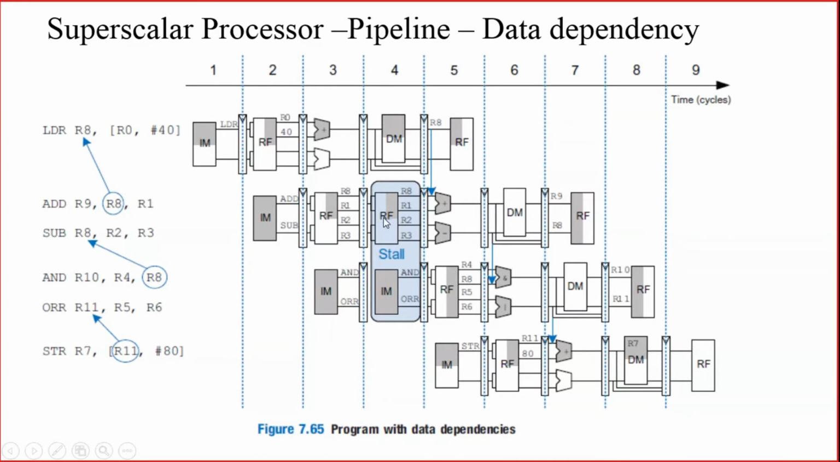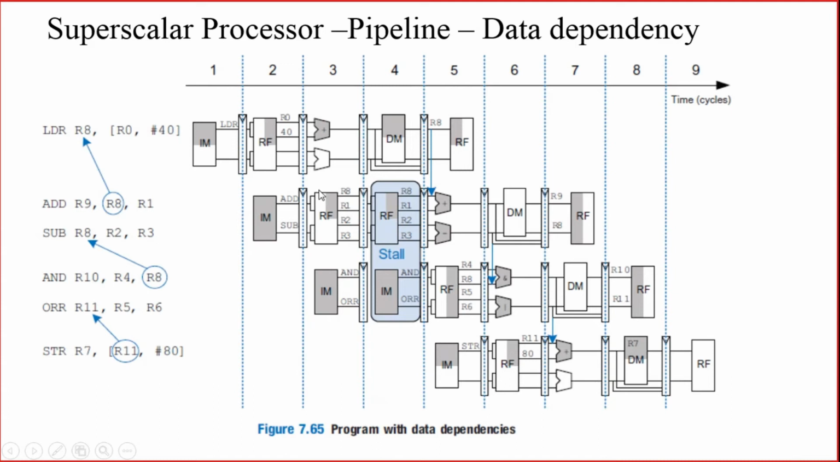But in the cycle, you need to get the R8 here for performing the execution stage. But since R8 is available only in cycle 5, that is after the data memory access is over, the execution of these two statements cannot be performed here. So what will happen? The execute stage of these two instructions will be taken to the fifth cycle instead of keeping it in the fourth cycle.